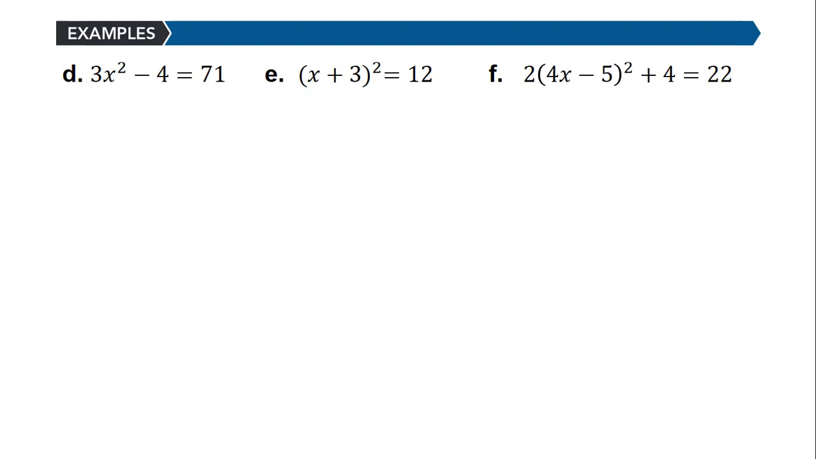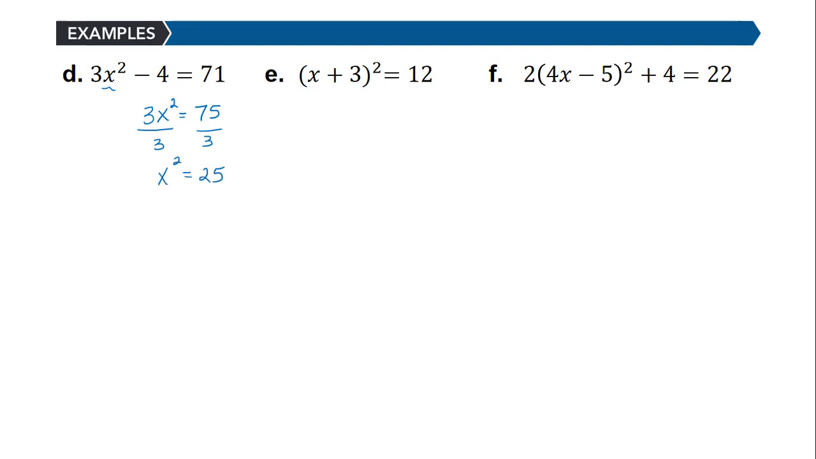Part D is 3x squared minus 4 equals 71. To solve this equation, I need to isolate the x squared. I will first add 4 to each side to get 3x squared equals 75. And then we can divide each side by 3. So x squared is equal to 25.